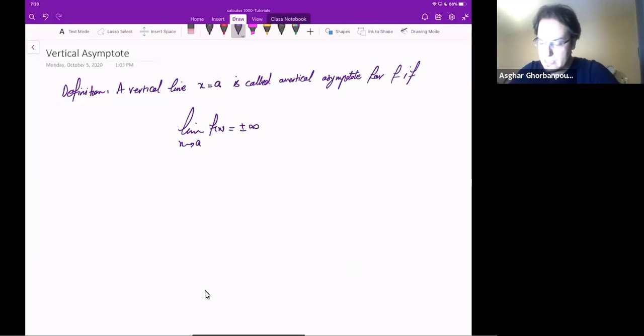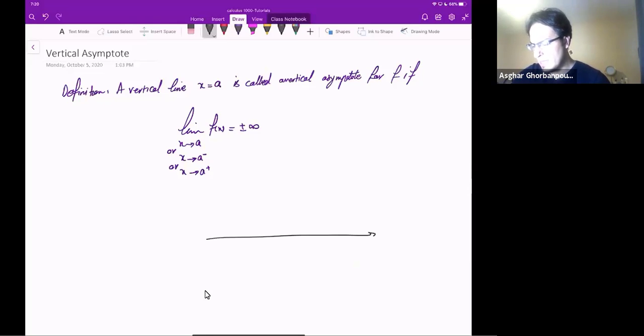And indeed, it is enough that this happens when x approaches a from the left or x approaches a from the right. So this or this or that. It's enough that one of these limits is either plus infinity or minus infinity. Then in that case, we call this a vertical asymptote.